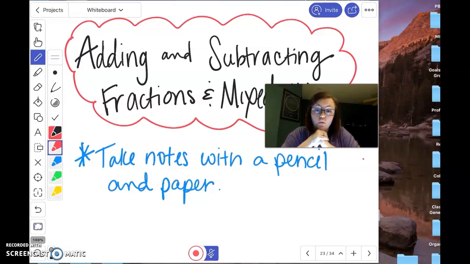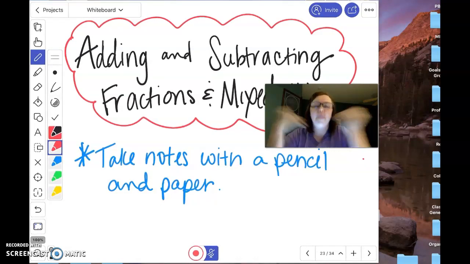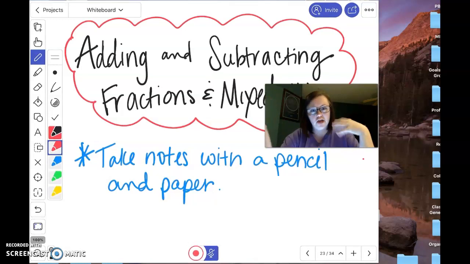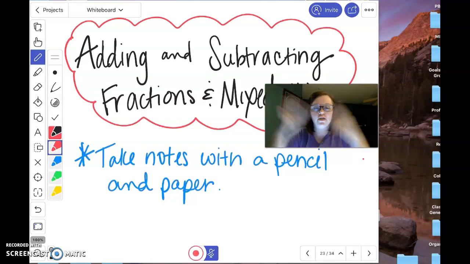Earlier in this week, prior to this lesson, you watched some Khan Academy videos where he talked about adding and subtracting fractions with like denominators, meaning that bottom number is the same. And it probably seemed pretty easy, right? You keep the denominator, you add or subtract the numerators, and you're done.